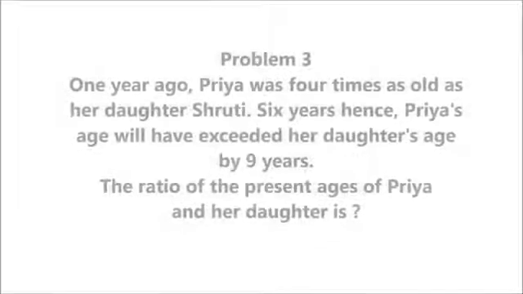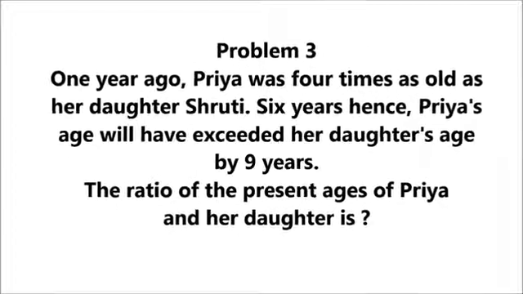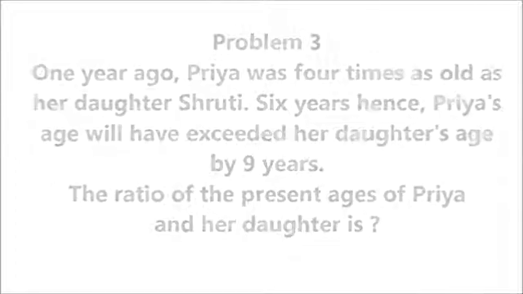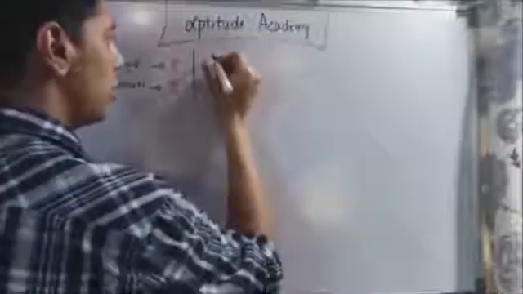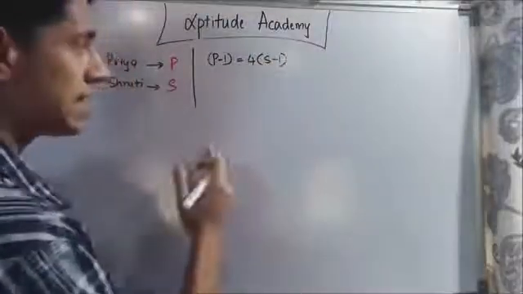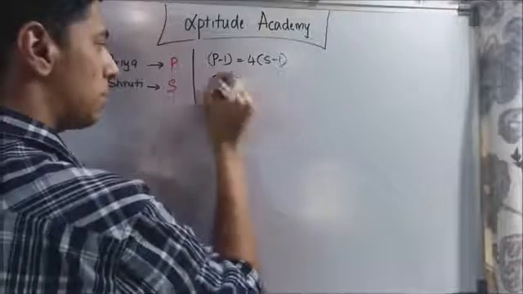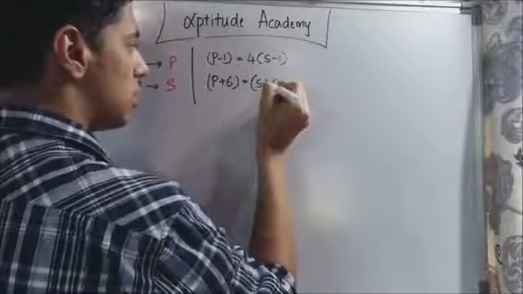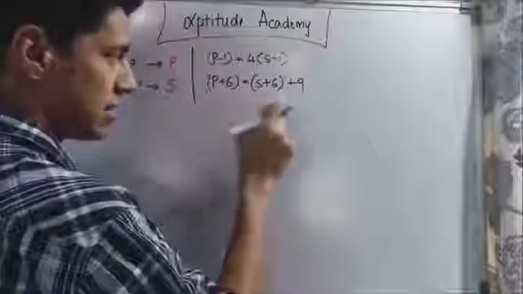Problem 3. 1 year ago, Priya was 4 times as old as her daughter Shruti. 6 years hence, Priya's age will have exceeded her daughter's age by 9 years. The ratio of the present ages of Priya and her daughter is... Alright, now for the third problem, let us assign Priya as P and Shruti as S. They've said that 1 year ago, Priya was 4 times Shruti's age, right? And 6 years hence, that means their present age is P and S, Priya, so P plus 6, is 9 years elder than Shruti. So Shruti's age after 6 years will be S plus 6 plus 9, right?